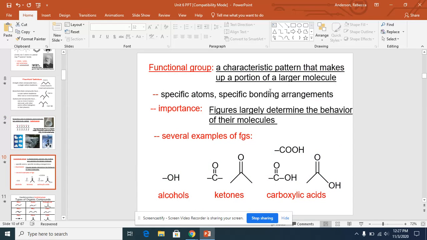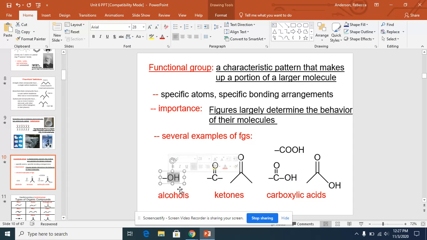Okay, functional group. You need to know that it's a characteristic pattern that makes up a portion of a larger molecule. Importance: functional groups largely determine the behavior of their molecules. So alcohols, there are many different types of alcohols. Hopefully you do not know very many different types of alcohols. But what makes something an alcohol has nothing to do with what name it has, it's all of what it's made up of. And the only thing that makes an alcohol is an OH added to a chain of carbons.